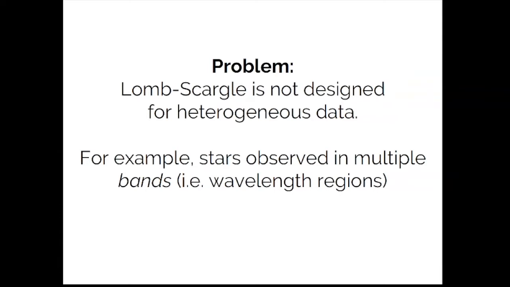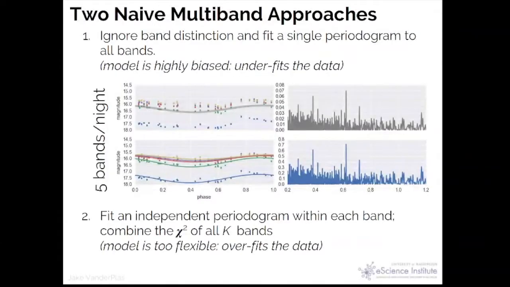A single Lomb-Scargle periodogram is not going to work for that. If you look at multiband data like this, you can have two approaches based on the old periodogram. You can pretend it's all from one band and try to fit one sinusoid to everything, and that doesn't work very well because this is not a very good model for this data. Another thing you can do is fit a single Lomb-Scargle periodogram in each individual band and then combine the results into one periodogram like this.